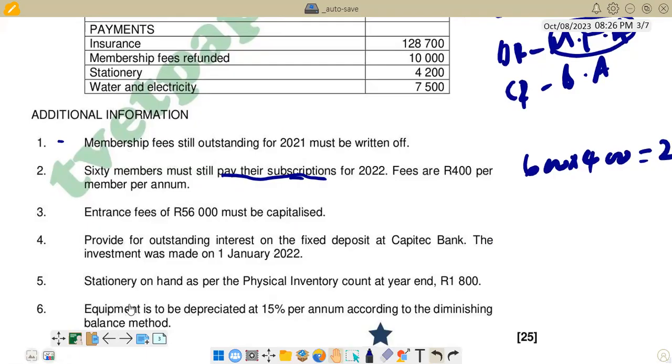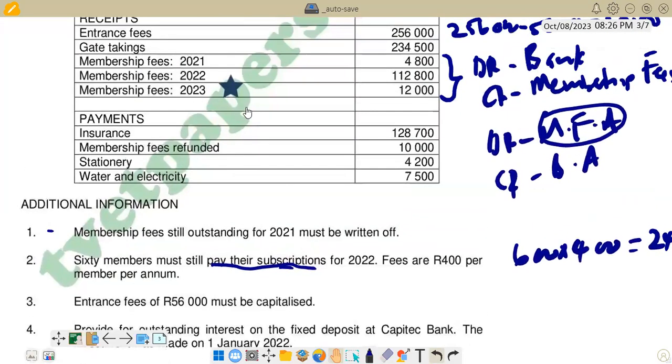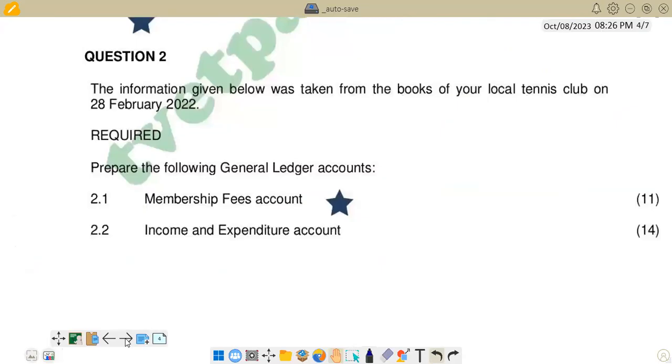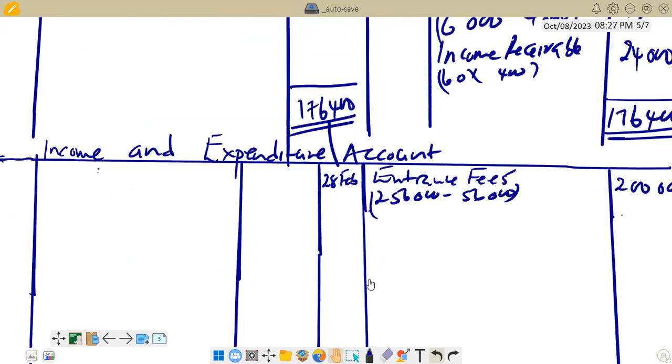So in such a scenario, you take the figure that you are given there in the table and put it as it is as gate takings. So we got 234,500. You're going to put that one. Then we put it on the credit side. So these are gate takings, and the figure that we have is 234,500.